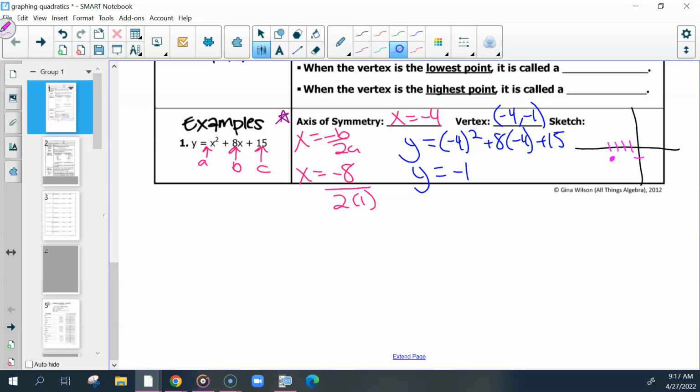Is your a value positive or negative? Positive, and these two things are positive. This right here is positive. So that means this would face up. For now, you just look at a and see if it's positive.